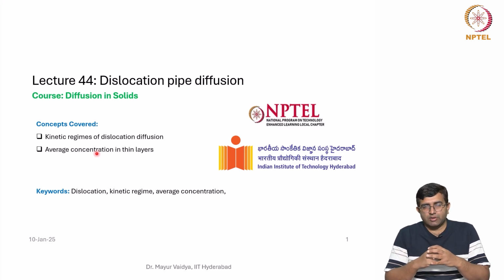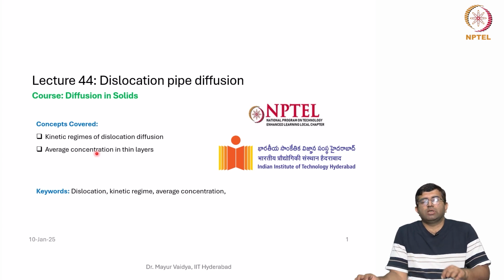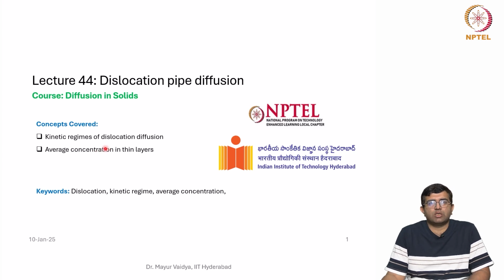Another very key defect, which is important particularly for the mechanical properties, and the movement of which determines the mechanical behavior of materials, is what is known as dislocations. Today we will talk about dislocation pipe diffusion. Diffusion can happen along the dislocations also. So we will see some aspects of the kinetic regimes of dislocation diffusion and average concentration in thin layers. These are some of the keywords that we are going to use.